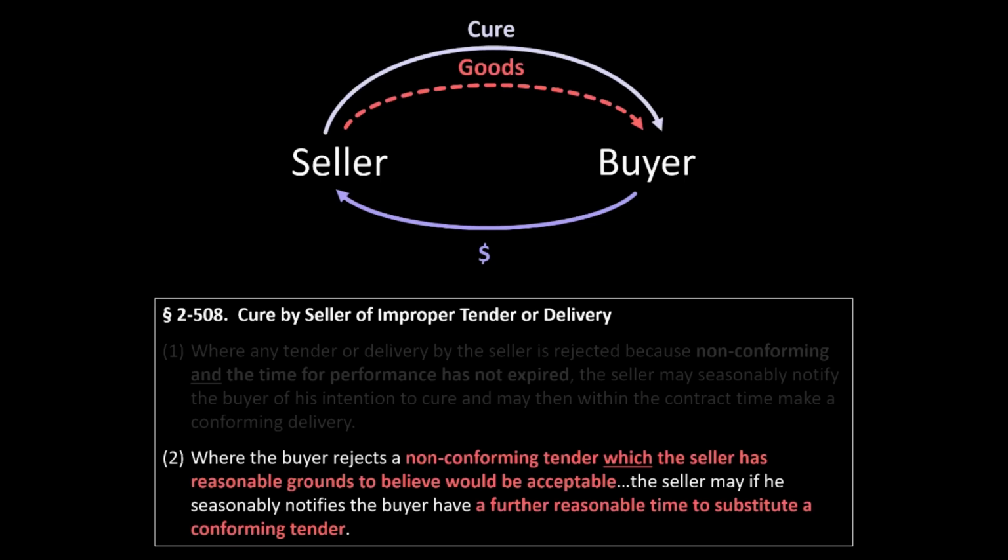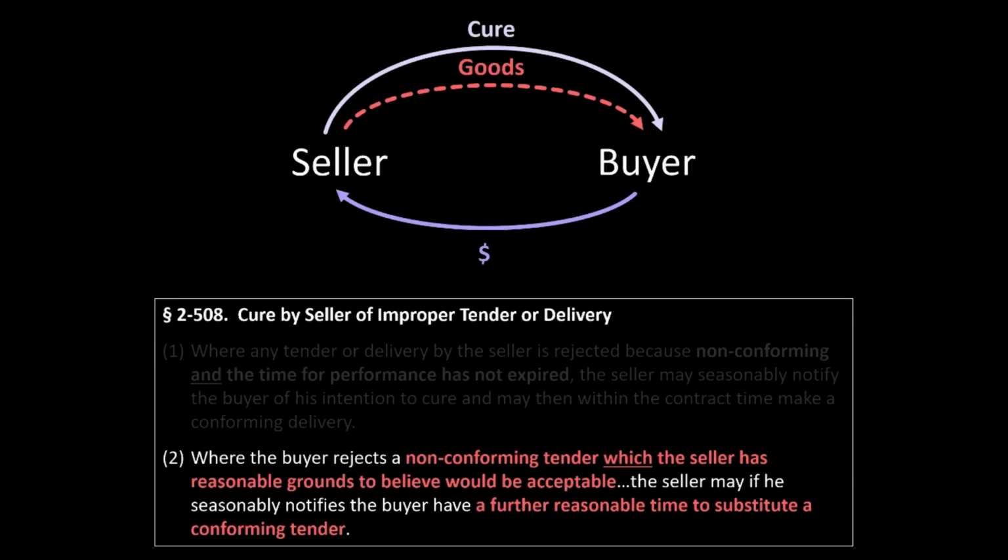So, what is a further reasonable time? Comment 3 to 508 provides just a tiny bit of guidance. It says that a further reasonable time is language intended to protect the buyer. So, what is a further reasonable time depends entirely on the buyer's needs for the goods, not what is reasonable from the seller's perspective. If the buyer's needs for the goods have passed, then perhaps no additional time would be a reasonable time. But if late delivery of conforming goods would not meaningfully injure the buyer, then the seller is allowed a further reasonable time to cure with a conforming tender.